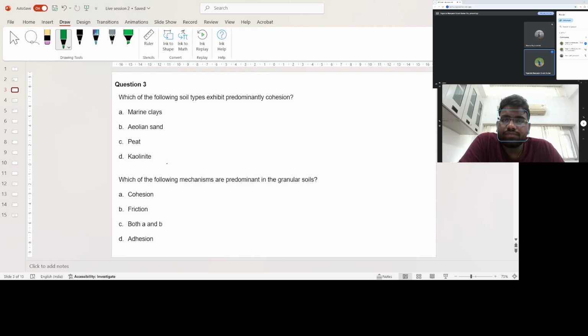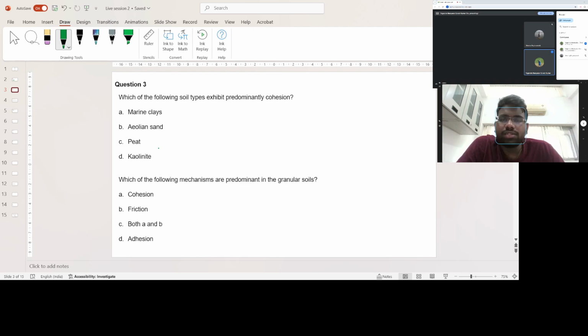Okay. My guess is marine clays. Because marine clays are always in touch with water, so water provides them a natural cohesion also, and clays have cohesion. But sand doesn't have cohesion, and peat and kaolinite may have cohesion, because kaolinite is also a clay mineral. Peat is a fine material, so fine material usually has cohesion. But the better answer I'm seeing is marine clays.